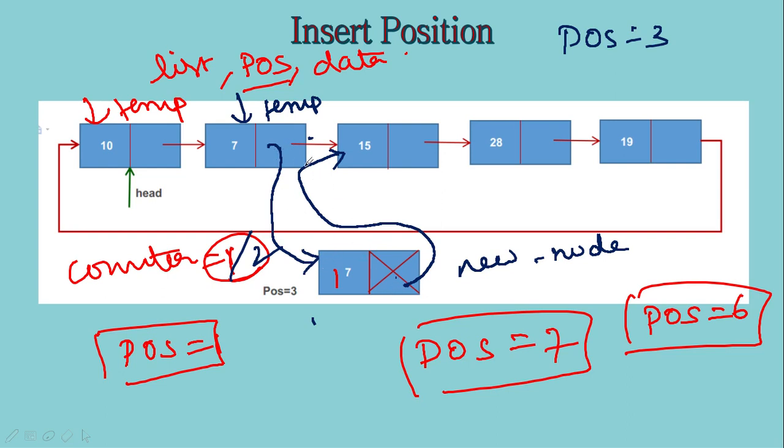Okay, so this node will completely come inside the linked list. This will come as the third node. Okay, now let us consider the case when I give the position as 6. What will happen if I give the position as 6?